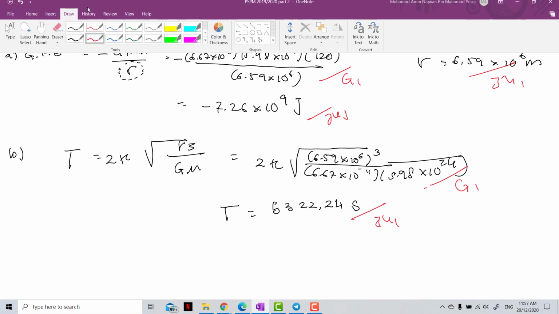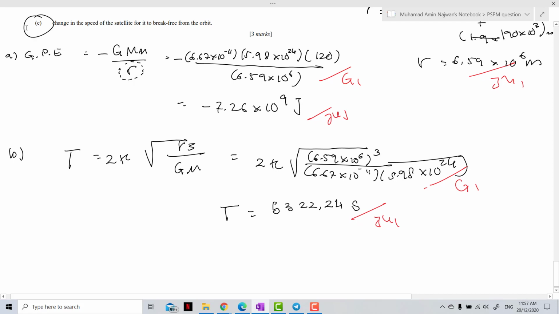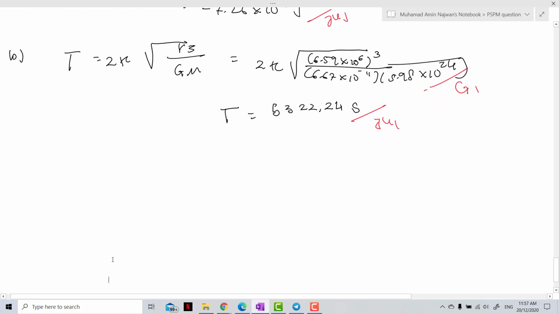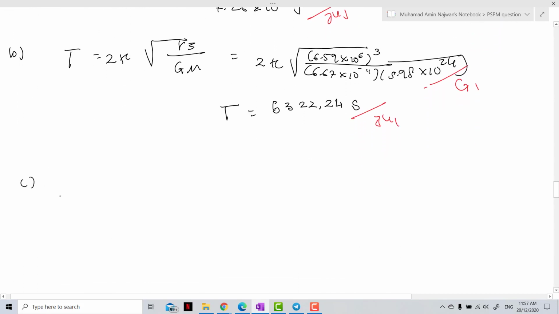Okay. So question yang nanti ramai perangkap is ni lah, change in the speed of the satellite for it to break free from the orbit. So you kena tengok balik you punya Earth. Question C kita. Kita ada Earth, and also kita ada kita punya satellite which is orbiting the Earth. So kena tahu, objek tu tak break lagi daripada Earth punya circle selagi dia punya V escape dia lagi besar daripada V satellite.